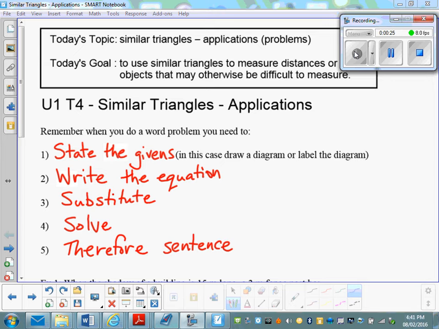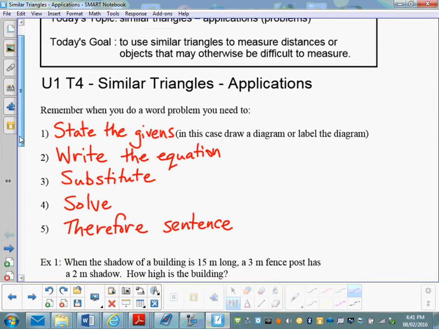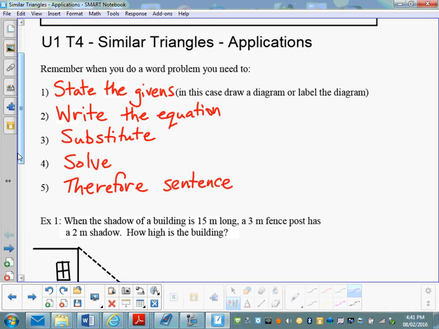When we're solving these word problems, the steps that we need to include are important. So I've listed them here. The first step is to state the givens. Now, in these questions, that may just be a matter of drawing a diagram, or if you're given a diagram, you would label it with the information you've been given in the question.